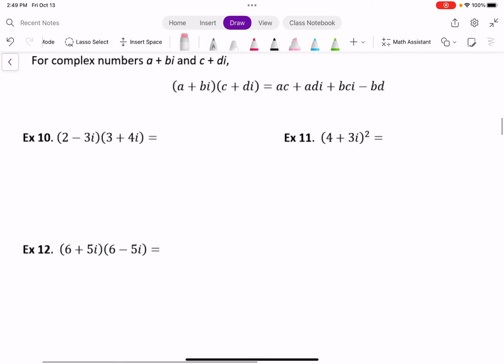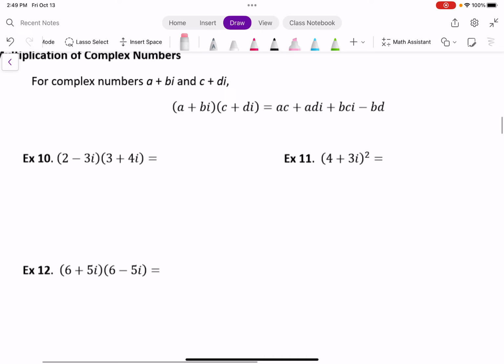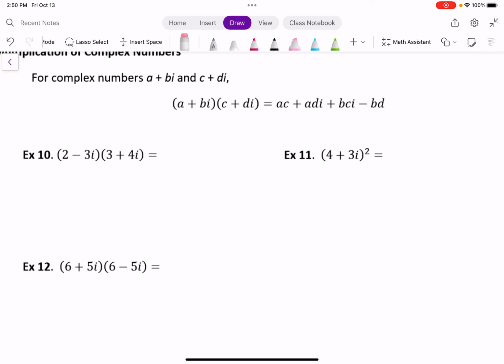Let's see, how about the multiplication? And also later we are learning division. When we are doing the multiplication, it is like multiplying 2 binomials. So you have a plus bi times c plus di. So we FOIL it: a times c plus a times di plus bi times c plus bi times di. So we are having 4 terms. If I can combine like terms, I do the combination. If these 2 can be combined, I combine them.